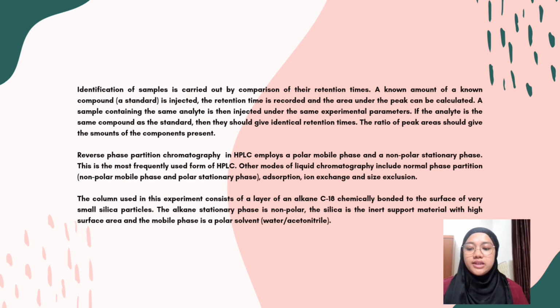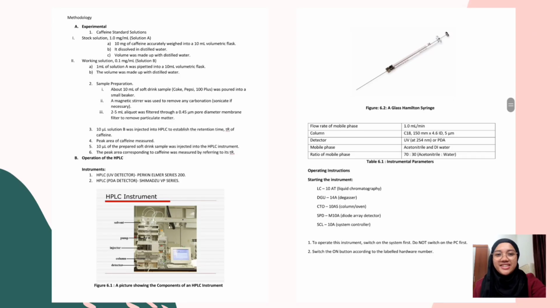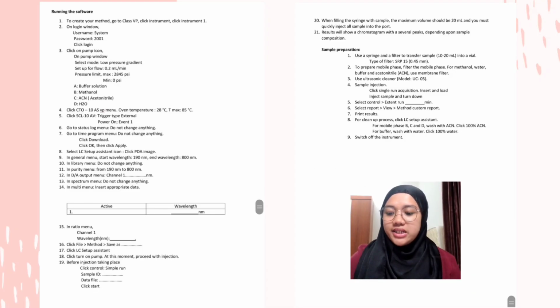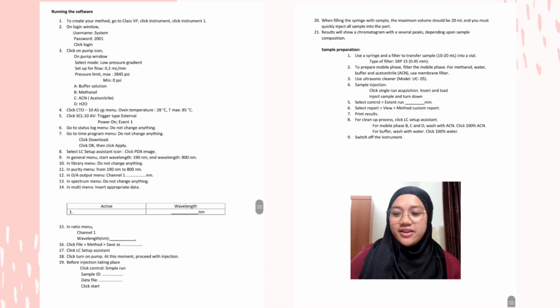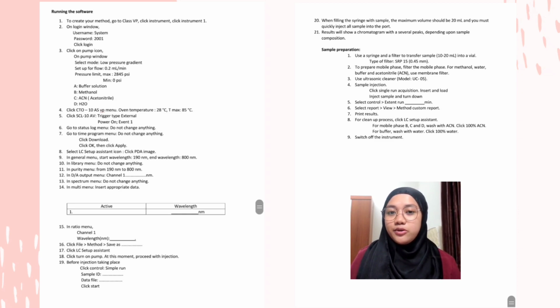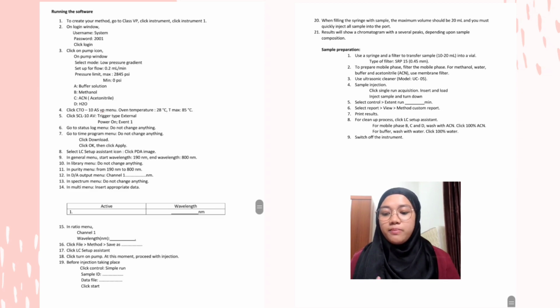The column used in this experiment consists of a layer of an alkane C18 chemically bonded to the surface of very small silica particles. The operating instruction is as follows. For sample preparation, first use a syringe and a filter to transfer sample 10 to 20 ml into a vial. Type of filter is SRP15 0.45 mm. To prepare mobile phase, filter the mobile phase. For methanol, water, buffer, and acetonitrile (ACN), use membrane filter.